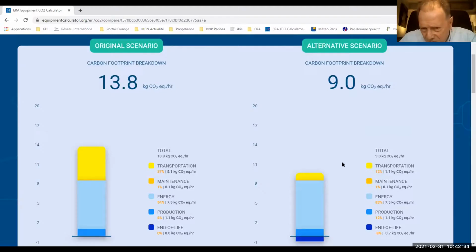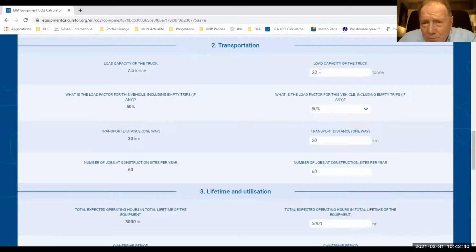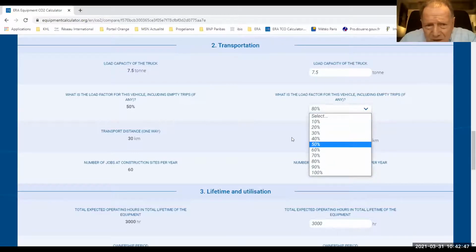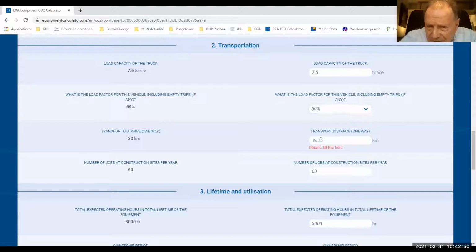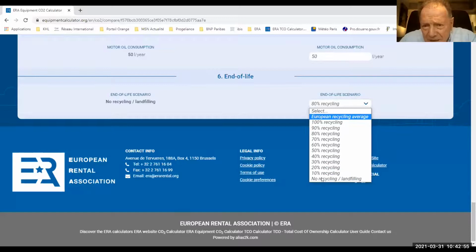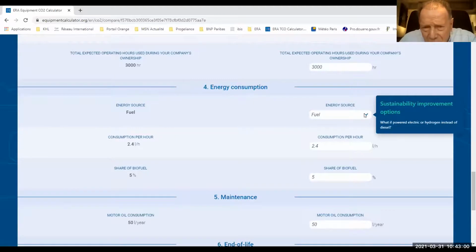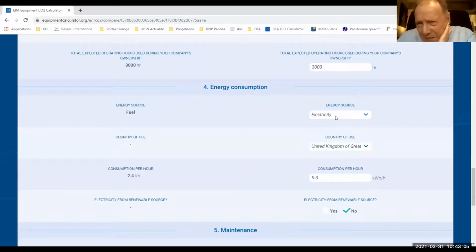But maybe one interesting point is energy. So I will go back to my previous scenario just to show the real impact of energy, and we will see that. And I will take zero recycling. And on energy, if, for example, we go from fuel to electricity, we see that electricity varies enormously from country to country. Here is the United Kingdom.